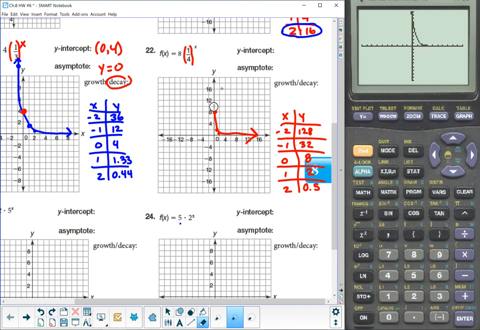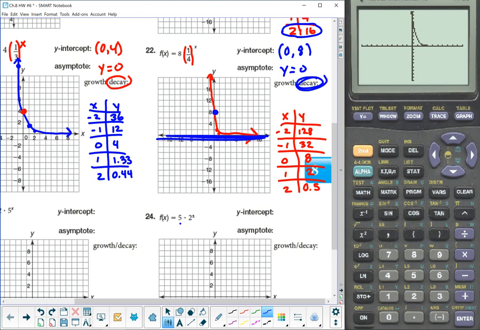And as I'm looking at the graph on the graphing calculator, it's more like from here. Okay, the y-intercept is going to be right here. It crosses the y at 0.8. The asymptote is still going to be y equals 0. The asymptote is always going to be this line here. And this is a decay function as well.